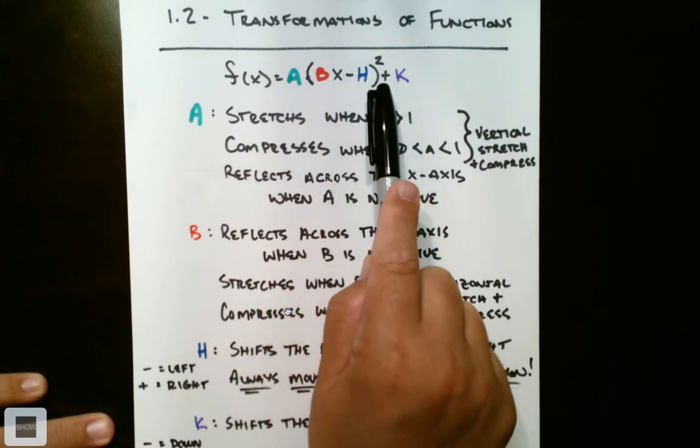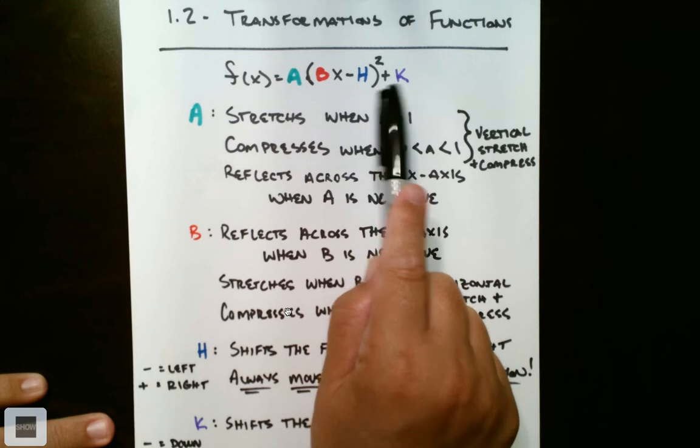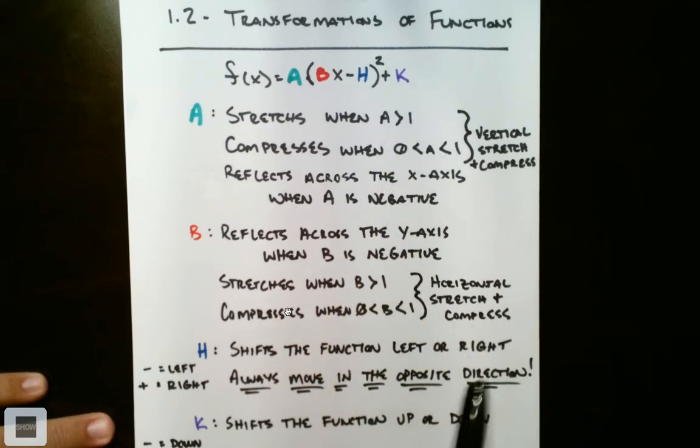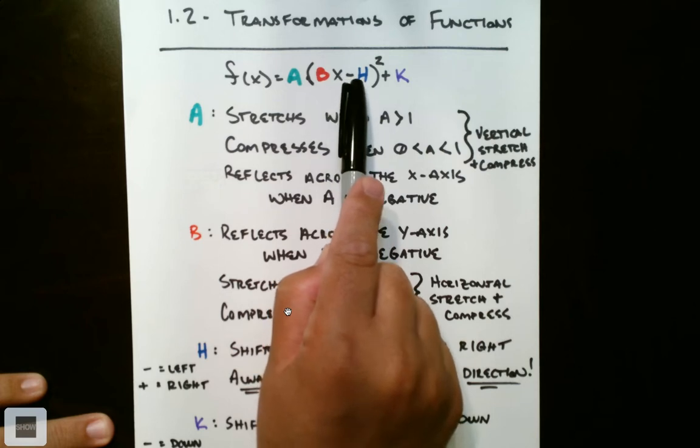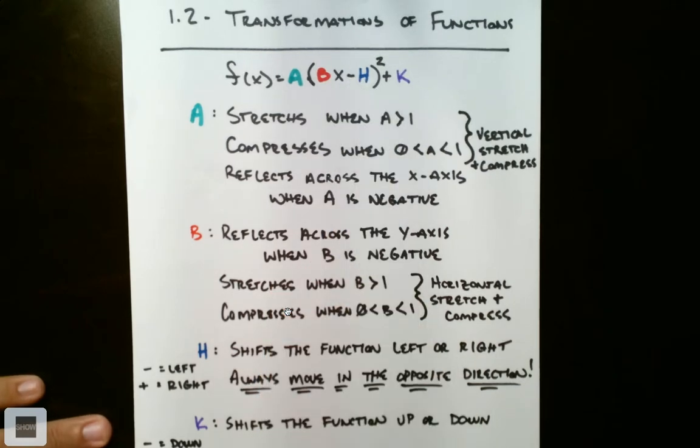Notice we don't move in the opposite of K's direction, right? Because it's plus K, not minus K. So we always go in the opposite direction with H because it's minus H, the opposite of H. And here's just a quick note. If it's negative 2, that means, or if the direction's negative, you're going to move left. If the direction's positive, you're going to move right.